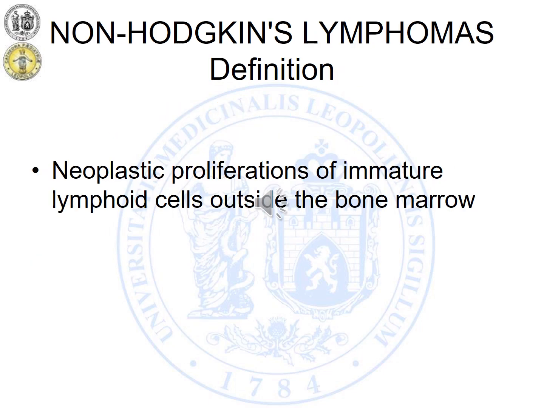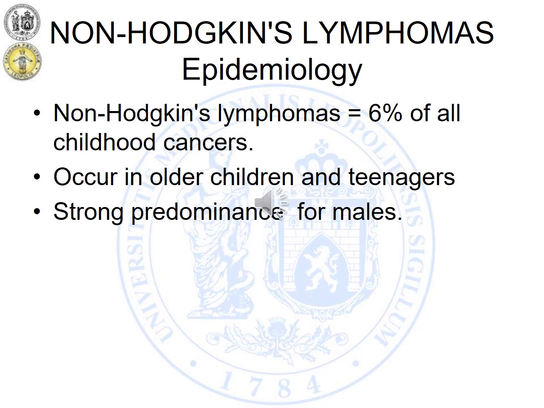So, non-Hodgkin's lymphomas are more rare. It is a heterogeneous group of diseases characterized by neoplastic proliferation of immature lymphoid cells, which, unlike the malignant lymphoid cells in acute lymphoblastic leukemia, accumulate primarily outside the bone marrow. Non-Hodgkin's lymphomas represent approximately 6% of all childhood cancers. They occur predominantly in older children and teenagers and have a strong predilection for males.